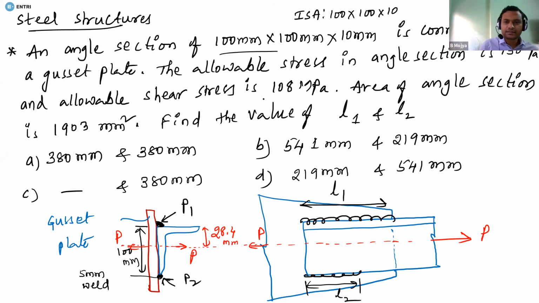Since it is given in terms of allowable stresses, this question is purely from the working stress method. It is not from the limit state method because you have been given the allowable stress values. So first, let us determine the total load acting on the given angle section, because you have been given the area of the angle and also the allowable stress on the angle.